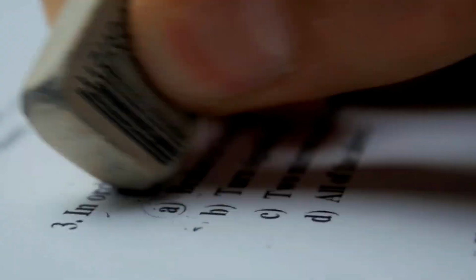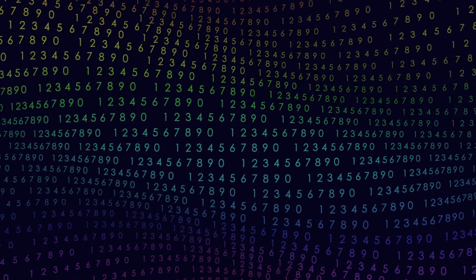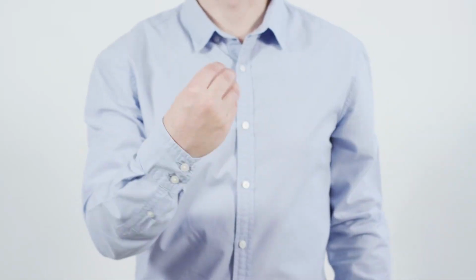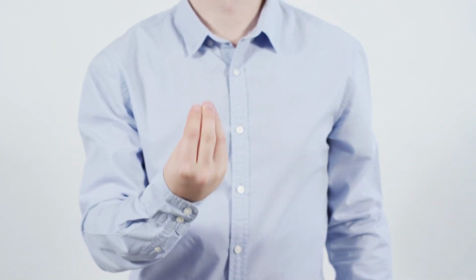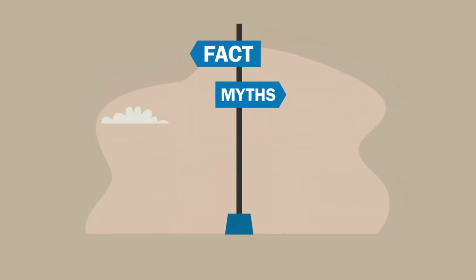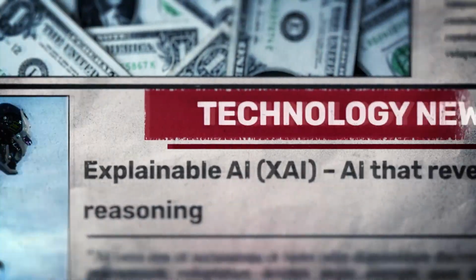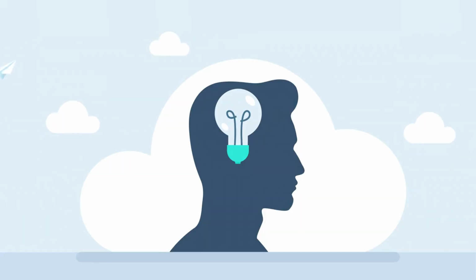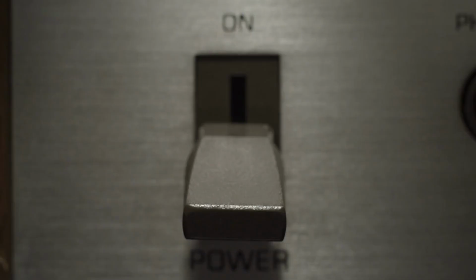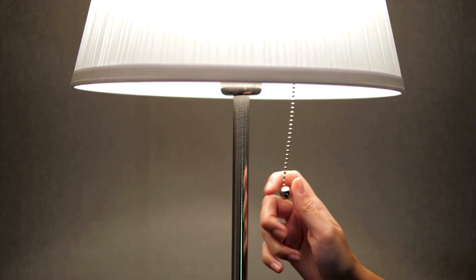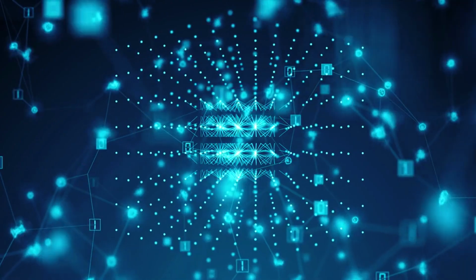Alright. So here's where most explanations go wrong. People usually start with, computers run on ones and zeros. And then, they just stop there. Like that explains everything. But it doesn't. That's not an explanation, that's just a fact with zero context. So let's actually build the picture properly. Imagine a simple light switch. You flip it up, the light turns on. You flip it down, the light turns off. That's it. Two states. On or off.